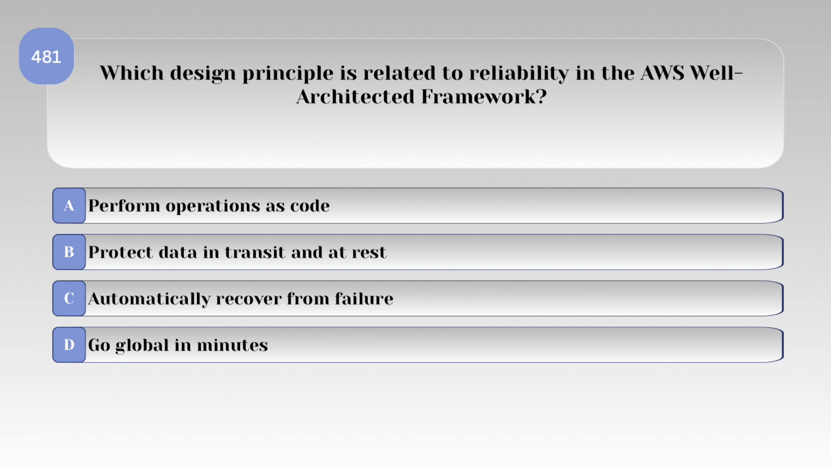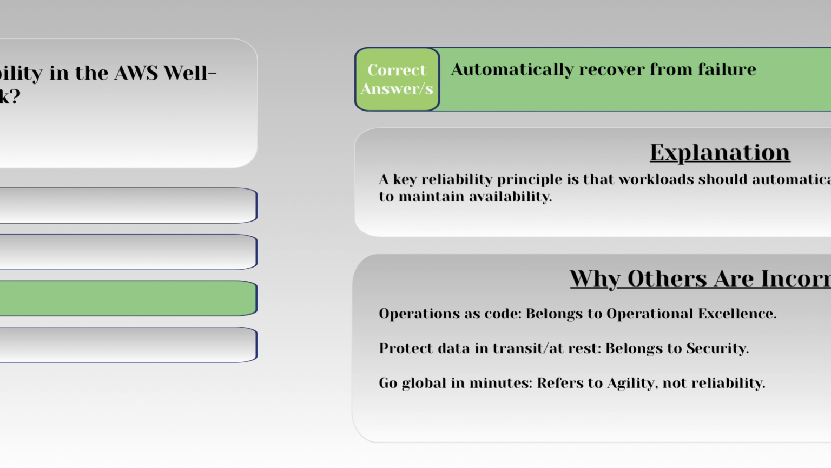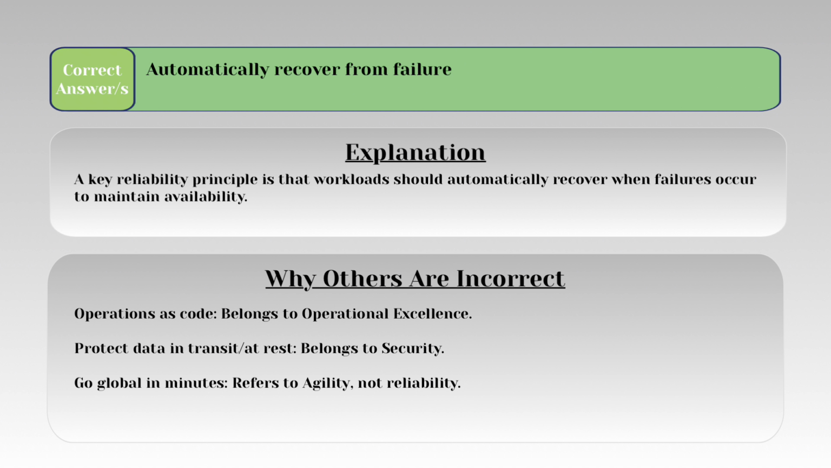Which design principle is related to reliability in the AWS Well-Architected Framework? Correct answer: automatically recover from failure. Explanation: a key reliability principle is that workloads should automatically recover when failures occur to maintain availability.